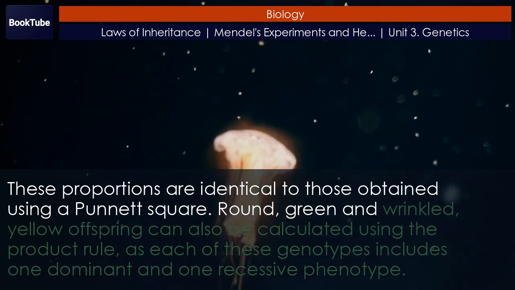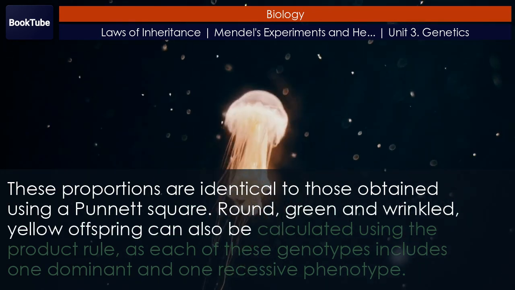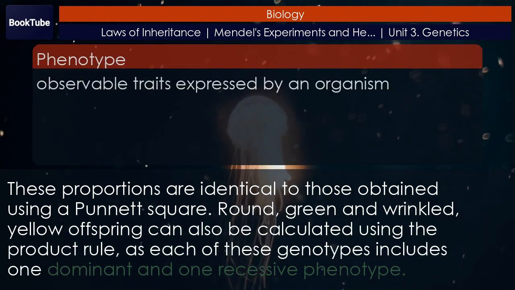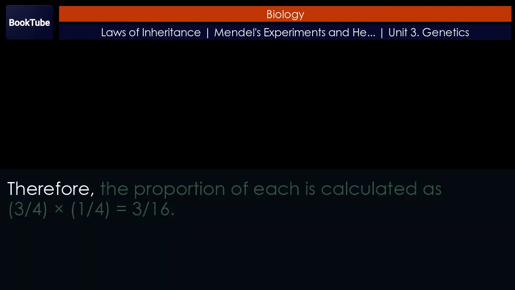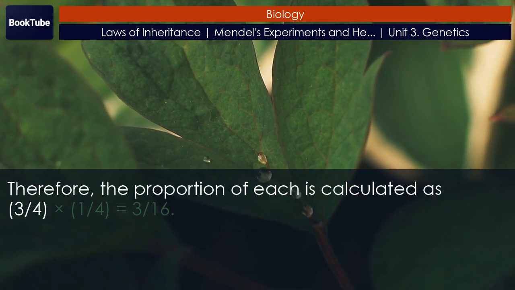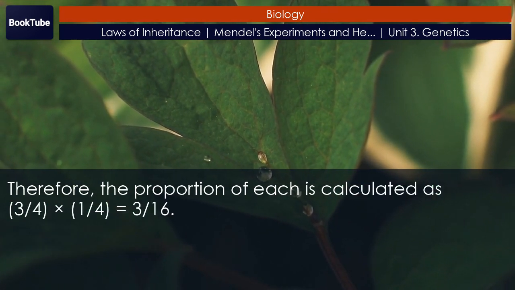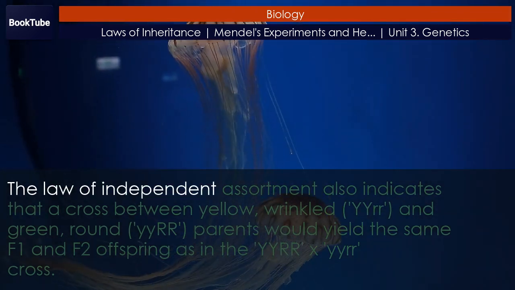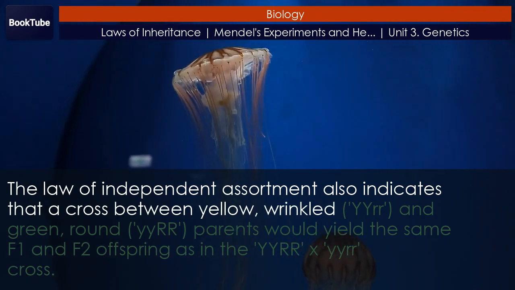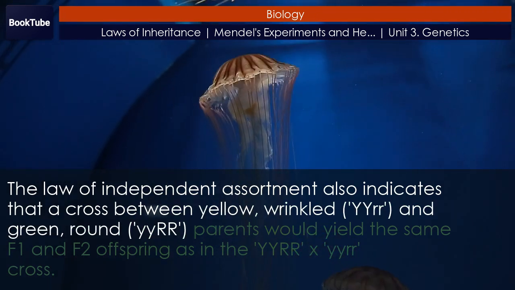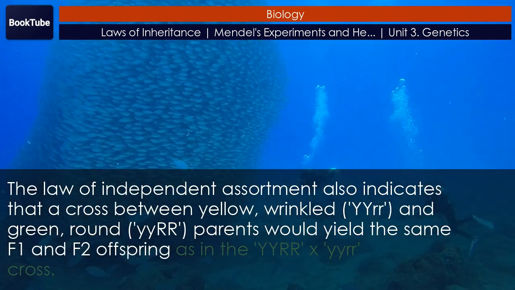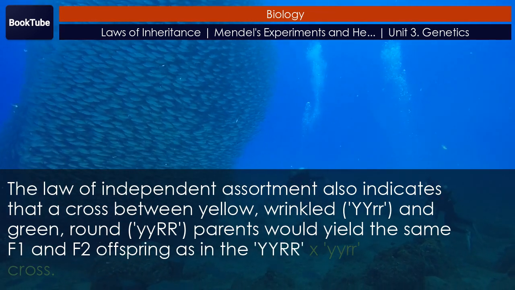Round, green and wrinkled, yellow offspring can also be calculated using the product rule, as each of these phenotypes includes 1 dominant and 1 recessive trait. Therefore, the proportion of each is calculated as 3/4 times 1/4 equals 3/16. The law of independent assortment also indicates that a cross between yellow, wrinkled, YYrr, and green, round, yyRR parents would yield the same F1 and F2 offspring as in the YYRR x yyrr cross.